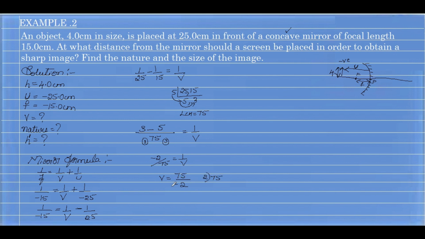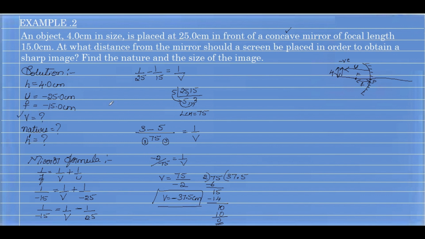While dividing, don't take this negative sign. Okay. So 2 3s are 6, 1 remaining, 15. 2 7s are 14, 1 remaining. Put a point and write a 0 here. So 2 5s are 10. Okay. So the image distance is here, negative sign is there. So write negative 37.5. Here everything is given in centimeter itself, so you need to write centimeter here. So image distance is equal to minus 37.5 centimeter. Okay. So we got the image distance.